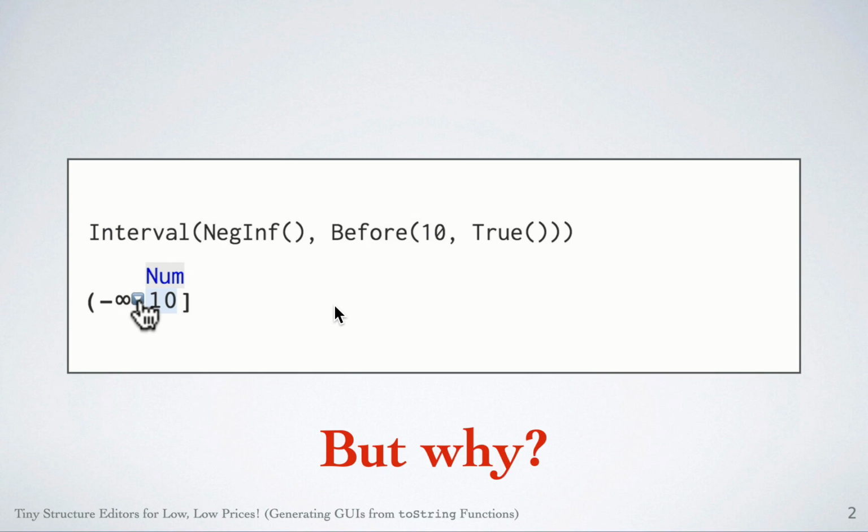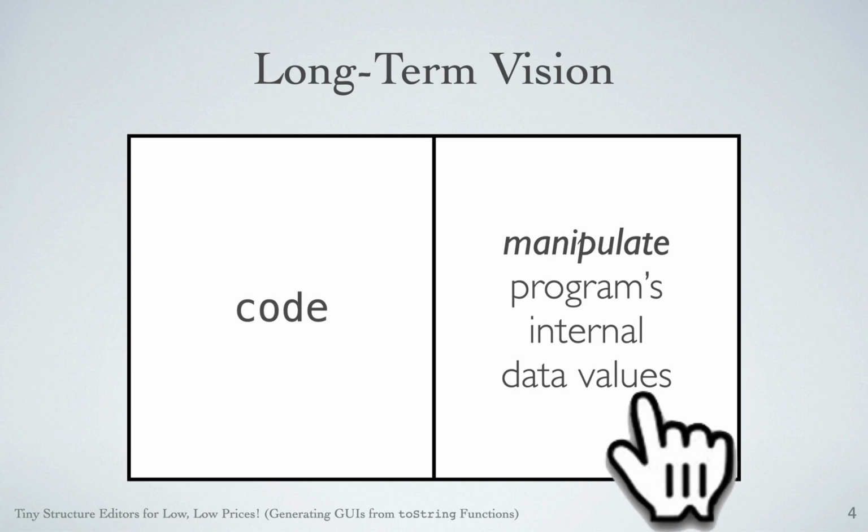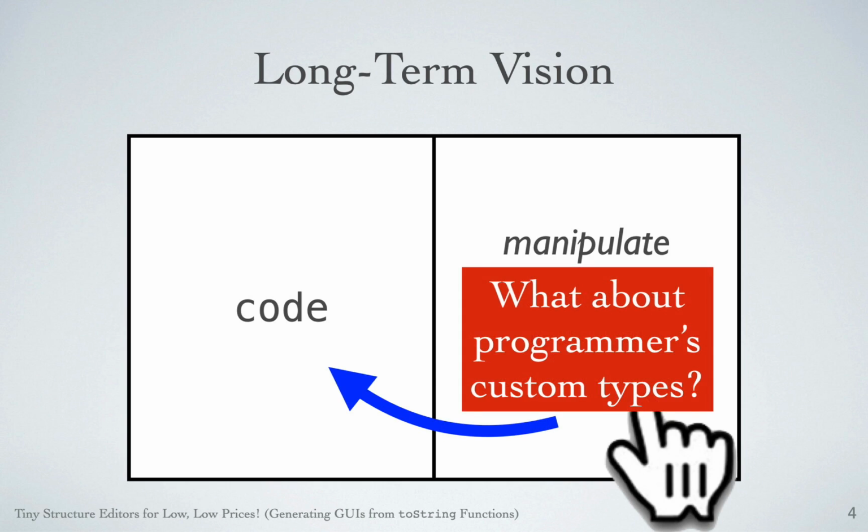But why would anybody want a system like this? Well, there are systems like Python Tutor that take your program's internal data values and visualize them. We'd like to take this a step further and make those values manipulable, and you can manipulate those values to change your code. But every program has custom types. So how do we make manipulable displays for the programmer's custom types?